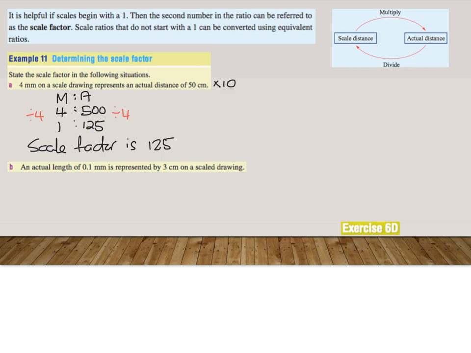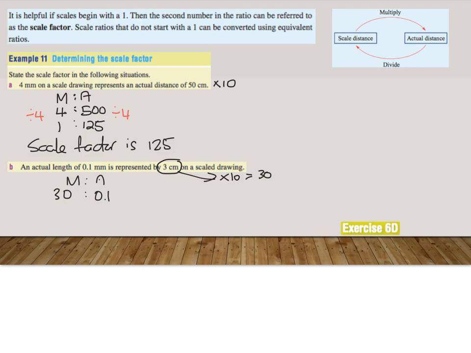The second one is exactly the same, an actual length, so again, M to A. The actual length is 0.1, and it's represented by a scale drawing, which means on the map it is 3 centimeters. Now again, I'm always going to go to the smallest unit. So I'm going to change this 3 centimeters, multiply by 10, and that's going to give me 30 millimeters. So on the map, it is 30 millimeters, and the actual length is 0.1.